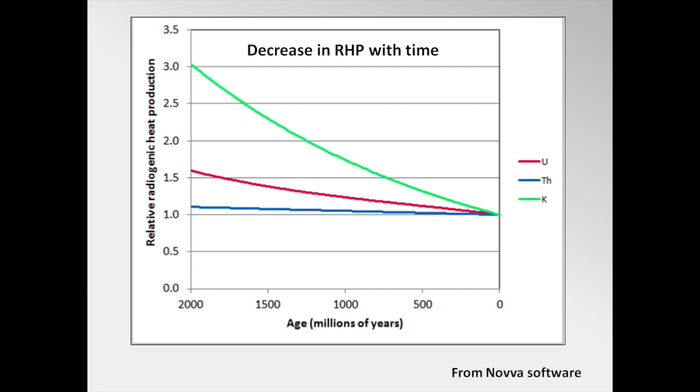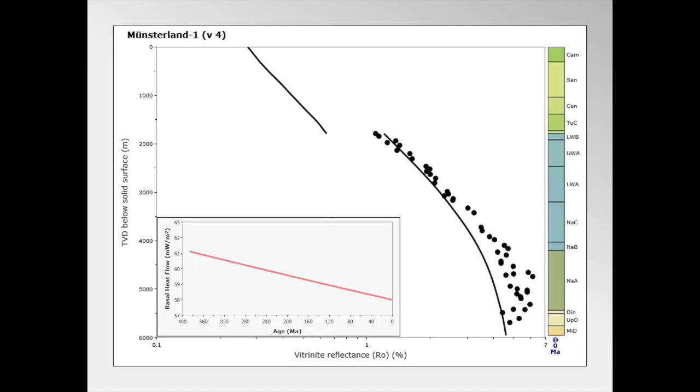The difference is not large, but let's see if it significantly affects the calculated Ro values. This slide shows the comparison between measured and calculated Ro when we consider the maximum likely effect of radioactive decay on basal heat flow through time. The inset shows the decreasing basal heat flow through time.